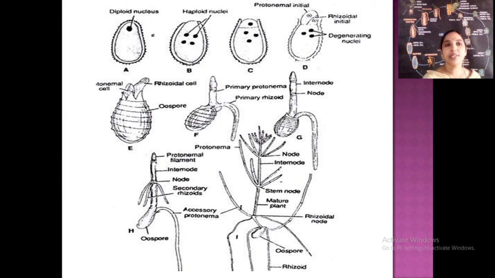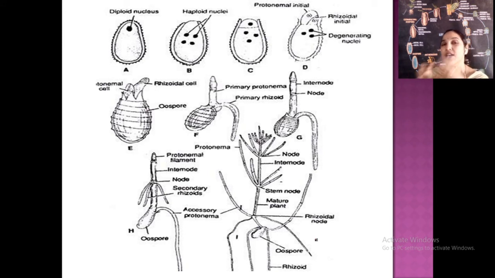This is the fusion product, the oospore, that divides into 4 haploid nuclei, of which 3 degenerate and 1 remains, and that undergoes division again, forming 2 initials. One is the protonemal initial and the other is the rhizoidal initial. The protonemal initial becomes the primary protonema, and the rhizoidal becomes primary rhizoids. The primary protonema divides, forming nodes and internodes, and becomes the upper part. The upper part branches, and the rhizoidal initial becomes the lower portion. So, I hope you understood well how the development is going on here.